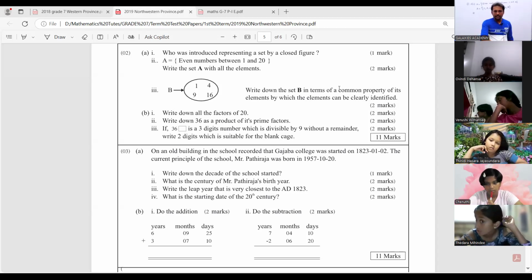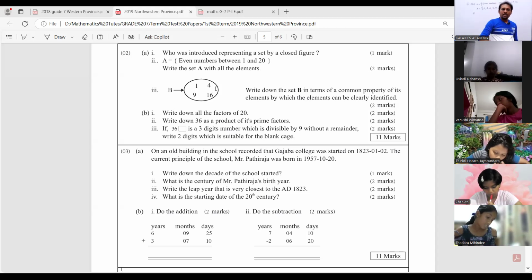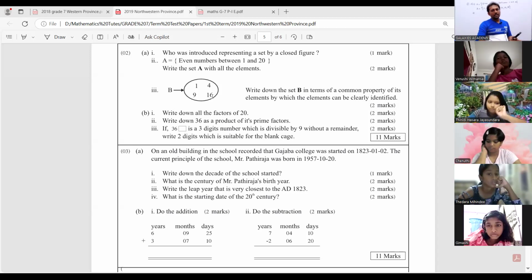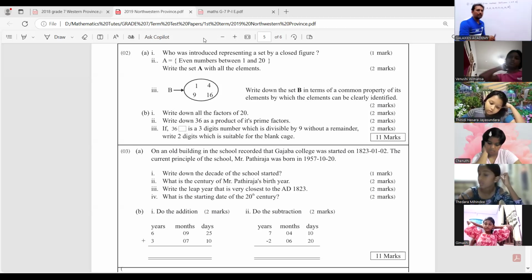Right, in this way, a common property of its elements by which the elements can be clearly identified, that is the descriptive method. Can you identify these numbers? Which type of numbers are given inside the Venn diagram? 1, 4, 9, 16. Square numbers. Right. You can see only the first 4 square numbers. The next one is 25. So you have to write the limit, right? So how can you write it?